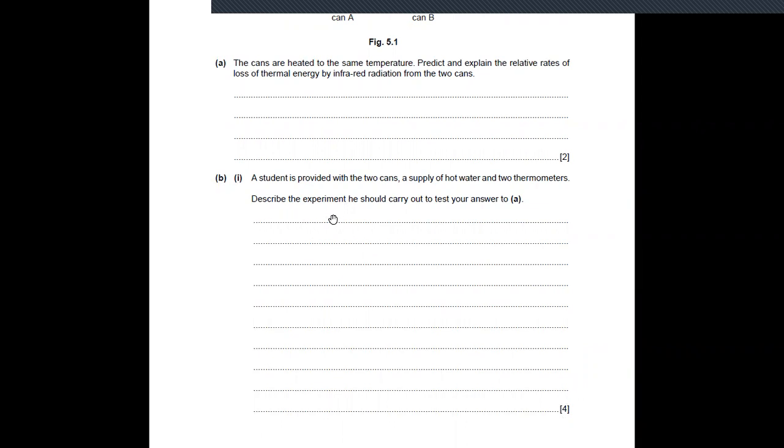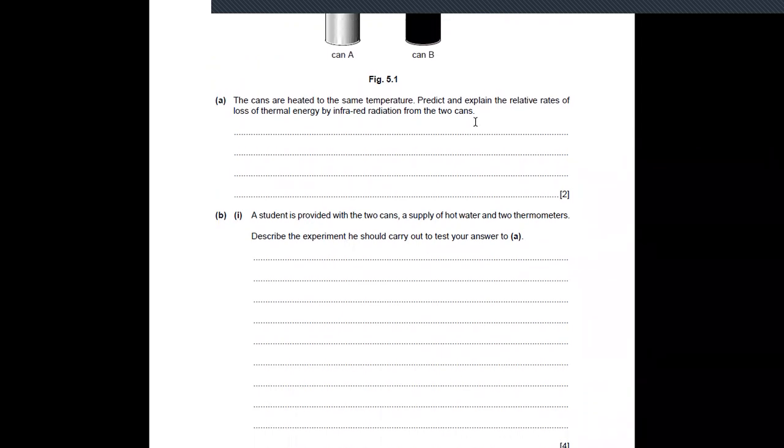question. You have to describe the experiment he should carry out to test your answer at A. So in A, you said that black is going to have a faster rate of loss of thermal energy. So you have to now think of an experiment that you can do. This is a 4-mark question, so just go ahead and type out your answer, and then we will discuss it. All right, miss.